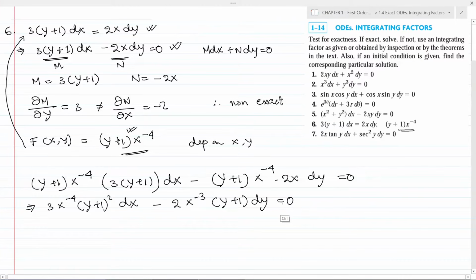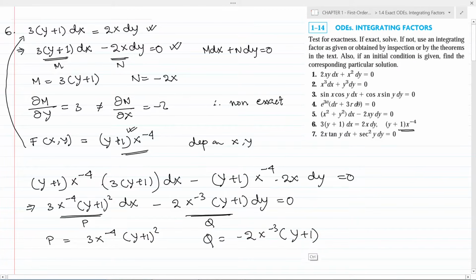equal to 0. Now, theoretically this should be an exact differential equation. We can check this of course. Let us take this equal to P and this equal to Q. So, we have P equal to 3 x to the power minus 4 (y+1) whole square and Q equal to minus 2 x to the power minus 3 into (y+1).